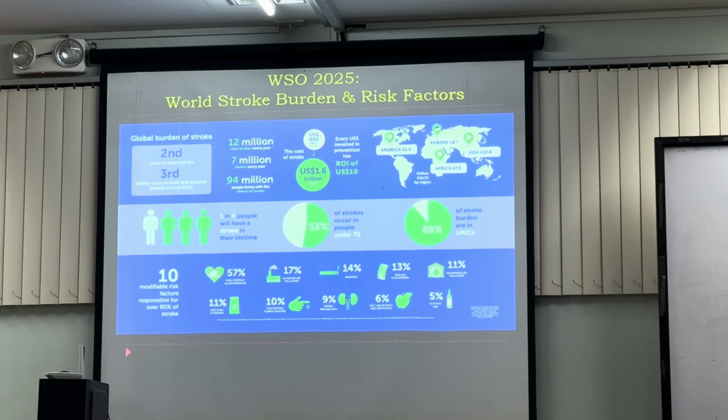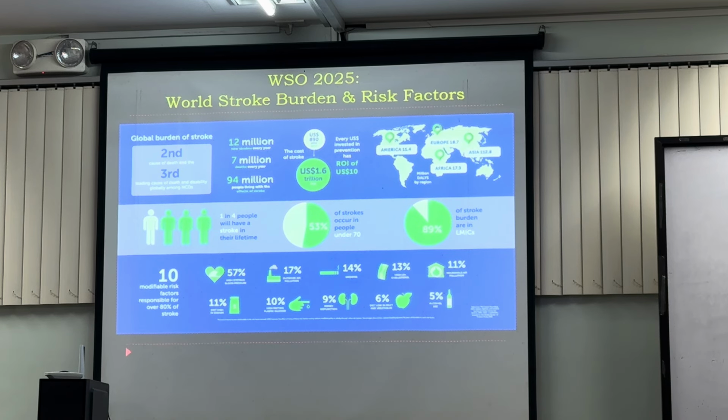1 in 4, 53% of strokes occur in people under 70. And then 89% of stroke burden is in LMICs, low middle income countries like ours. The burden is in us, not in the US. They have a good health system. It's in us, in the poor countries. Already poor, even poorer with the stroke.